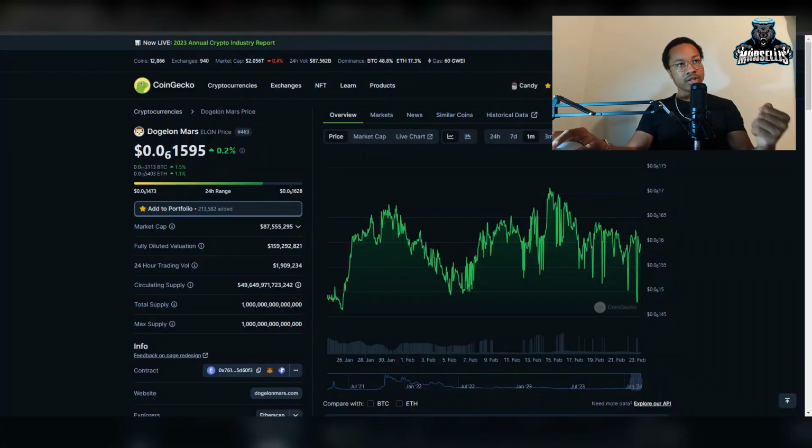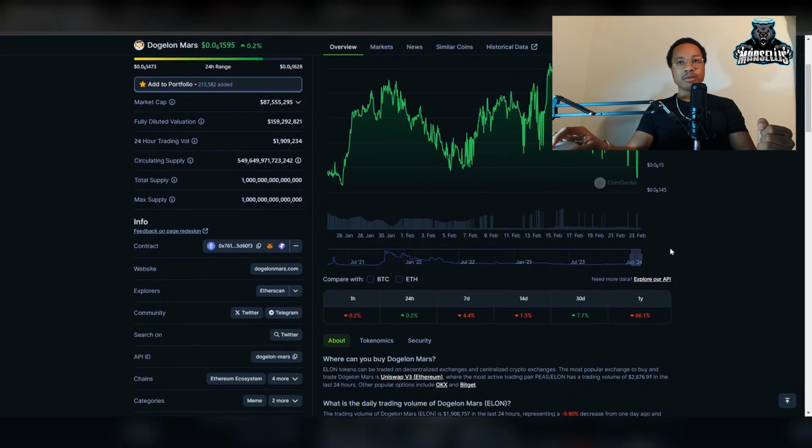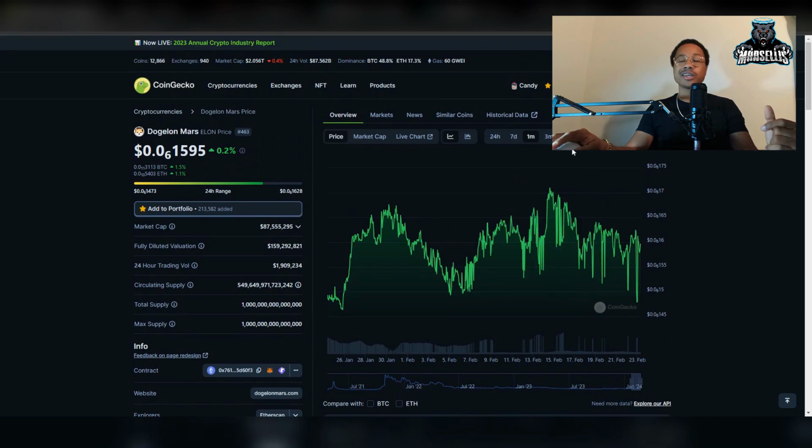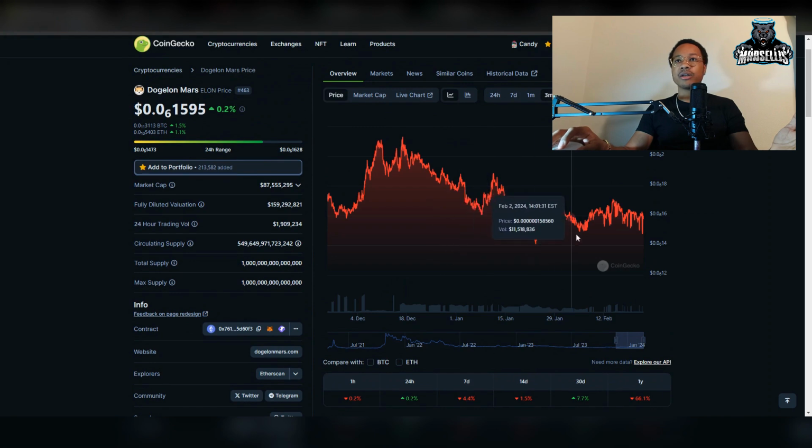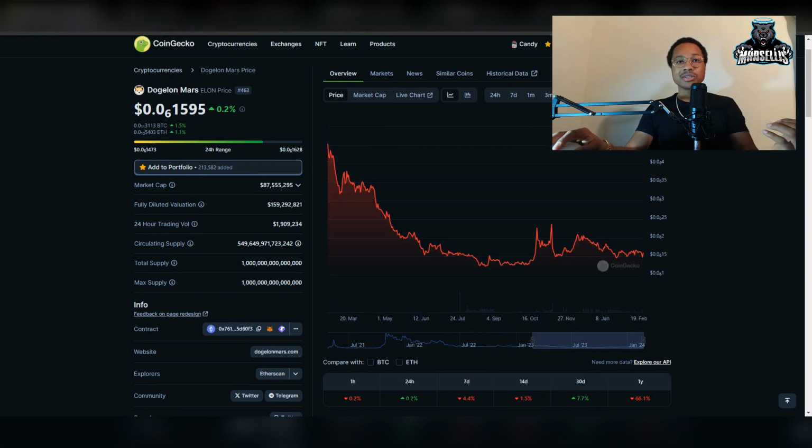Now, if you look at this, $1.9 million inside of 24-hour trading volume. DOGELON Mars looks pretty stable for the last month, up 7.7% inside the last month. So it's decent, but it looks pretty stable. Yeah, there's a lot of ups and downs, but it's kind of flat across the board. And if you look at it in the last year, it's down 66.1%. And I hear a lot of people talking about in crypto how the best times to get in on projects are when pretty much they're down a lot.